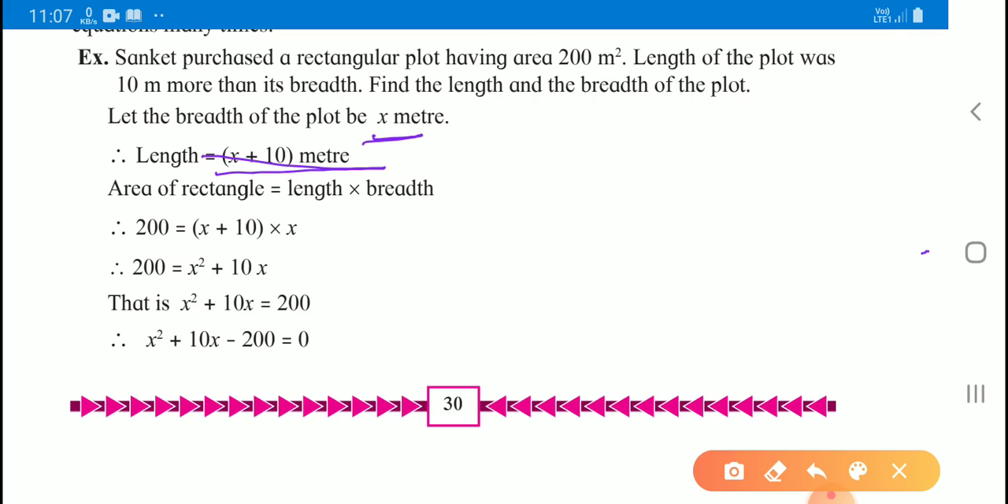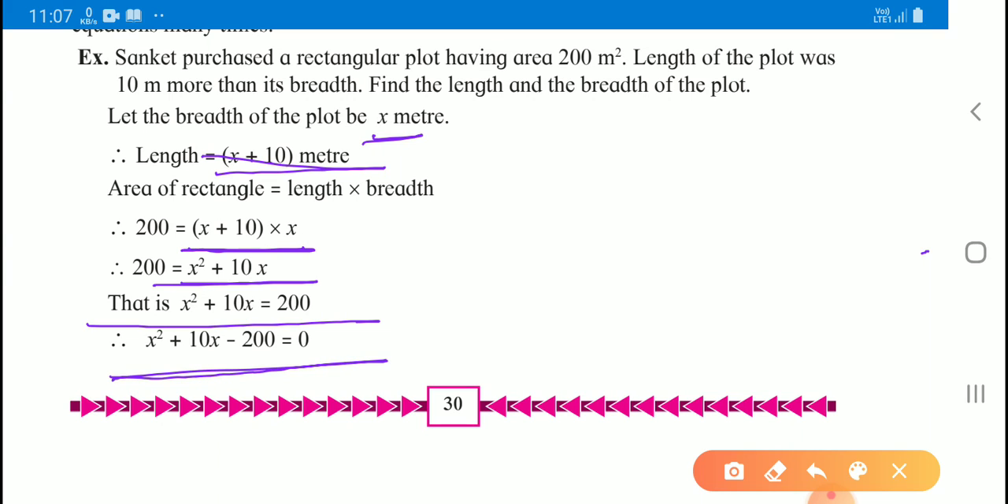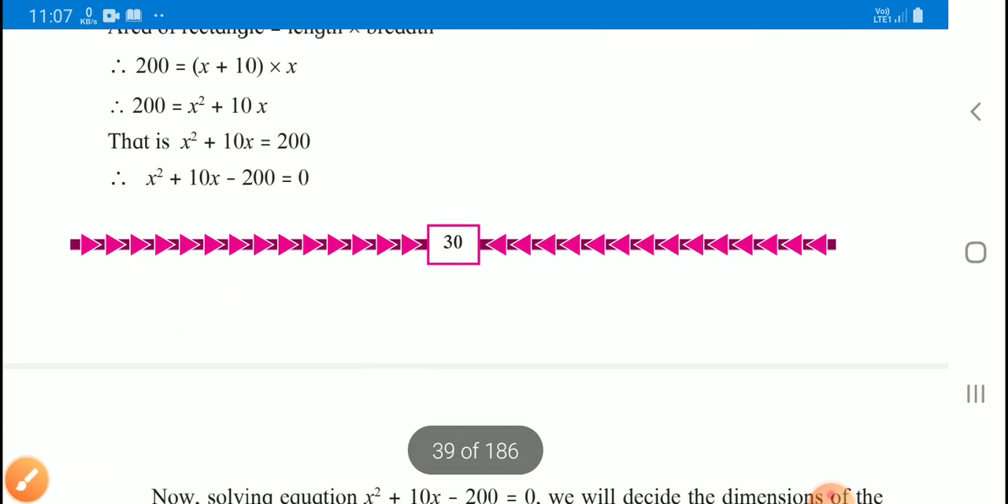Now here 200 is equal to x plus 10 into x. Now look, if we multiply x plus 10 into x, you will get x square plus 10x. Then you will get the quadratic equation, that is x square plus 10x is equal to 200. We will shift 200 to the left side of the equation. On the right side it contains a positive sign. If we shift it to the left side, then it will contain a negative sign. So you got the equation, that is x square plus 10x minus 200 is equal to 0. This is the quadratic equation.